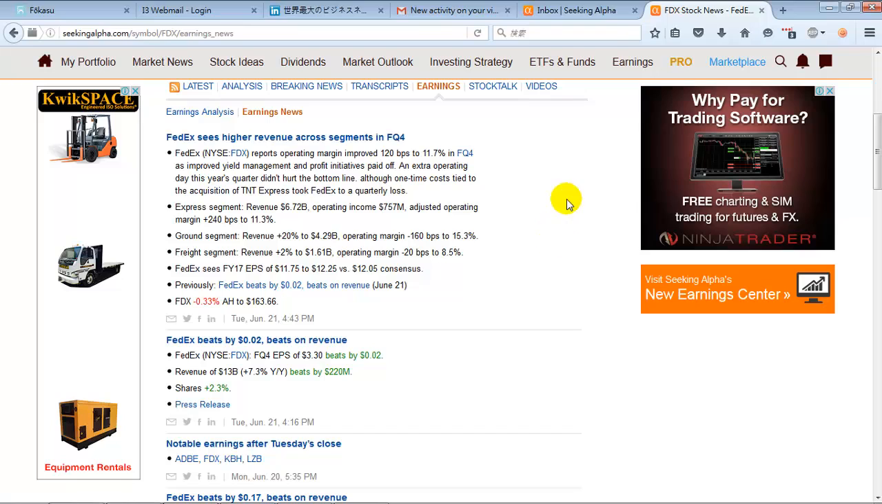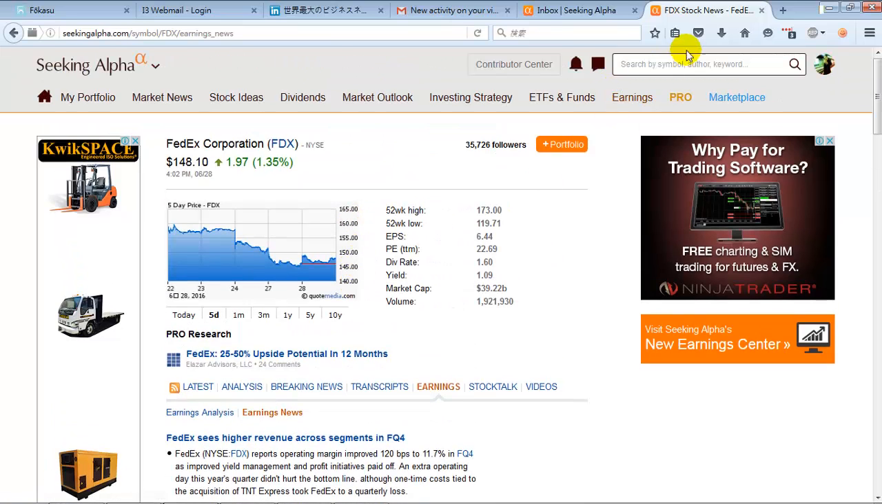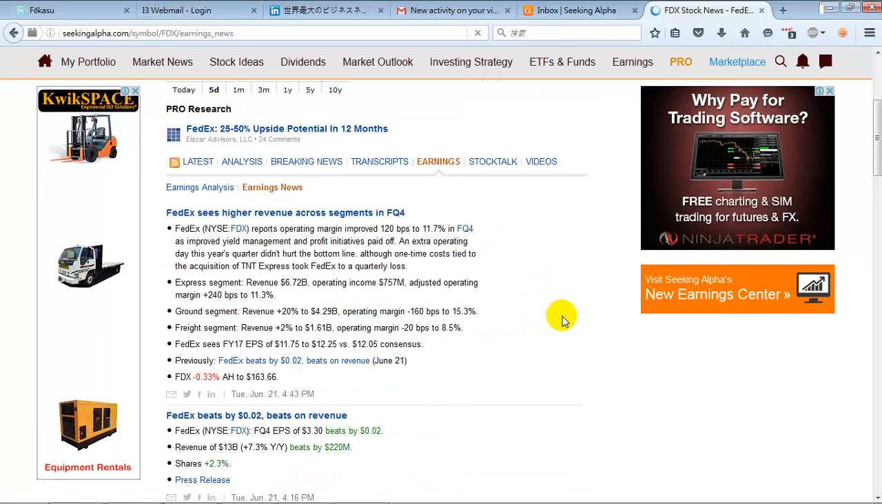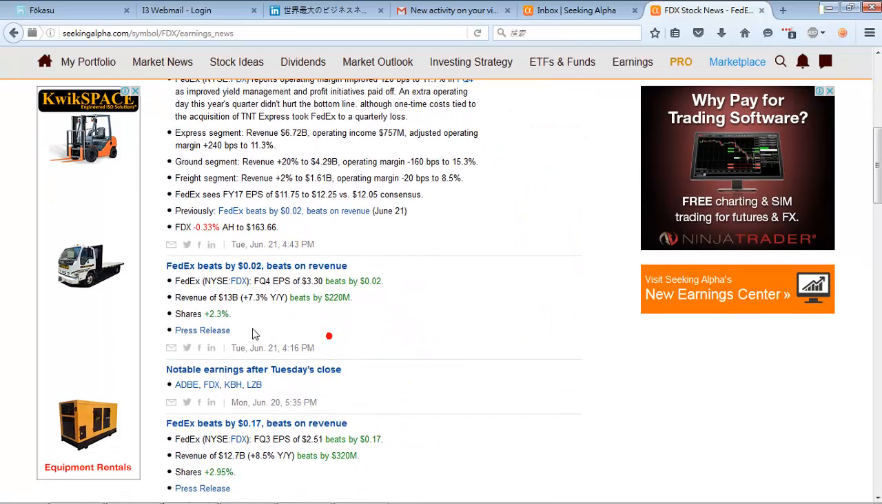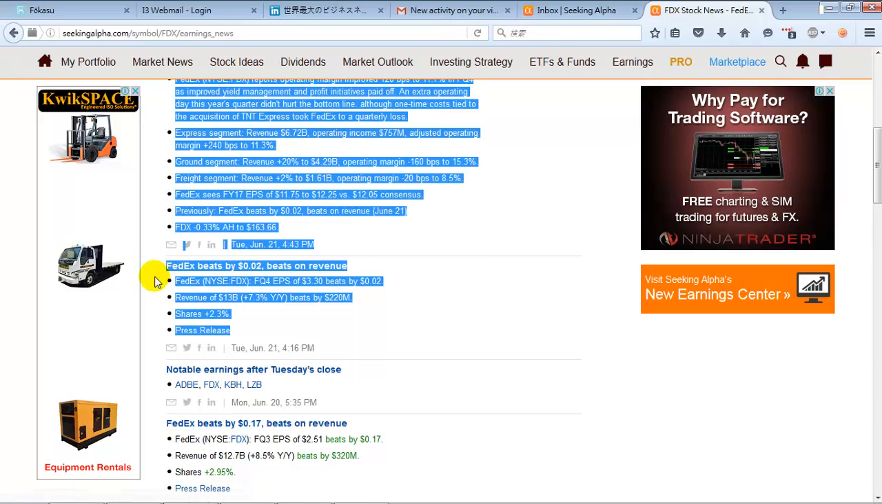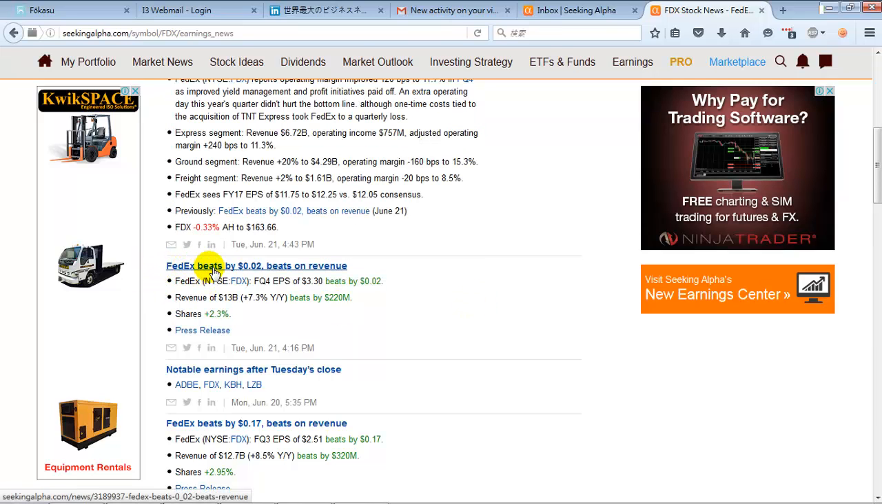Anyway, what happens here is when FedEx beats, or when a stock beats, by the way, Seeking Alpha is probably the best place to go for earnings info. All you have to do is type in the ticker and then click on earnings, like you saw, and you'll see an article like this. You don't need to click on the article, but you'll see them in this form: company beats or misses by, and then beats or misses on revenue. The first one is EPS, the second one is revenue.